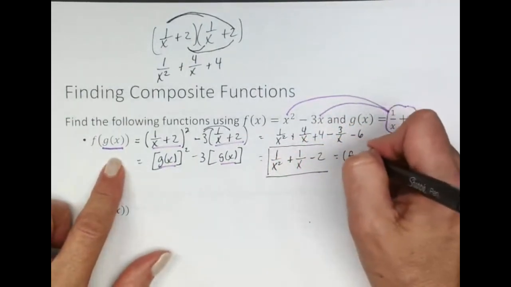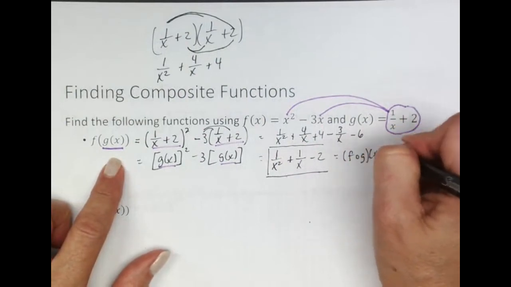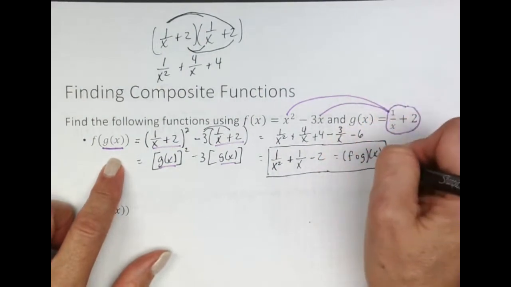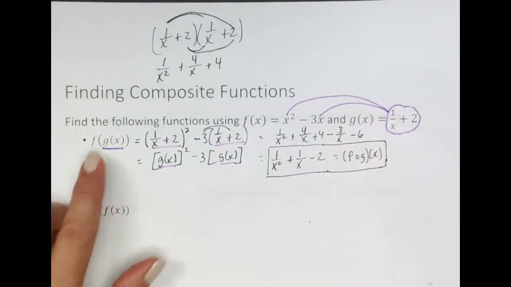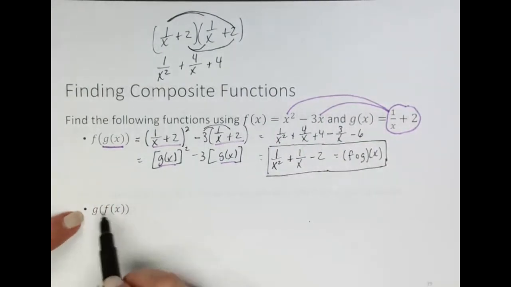Or I could also write that as f composed with g at x. Different symbolism, but it says the exact same thing as f of g of x. Okay, look at this next one. We're going to go the opposite direction, g of f of x.